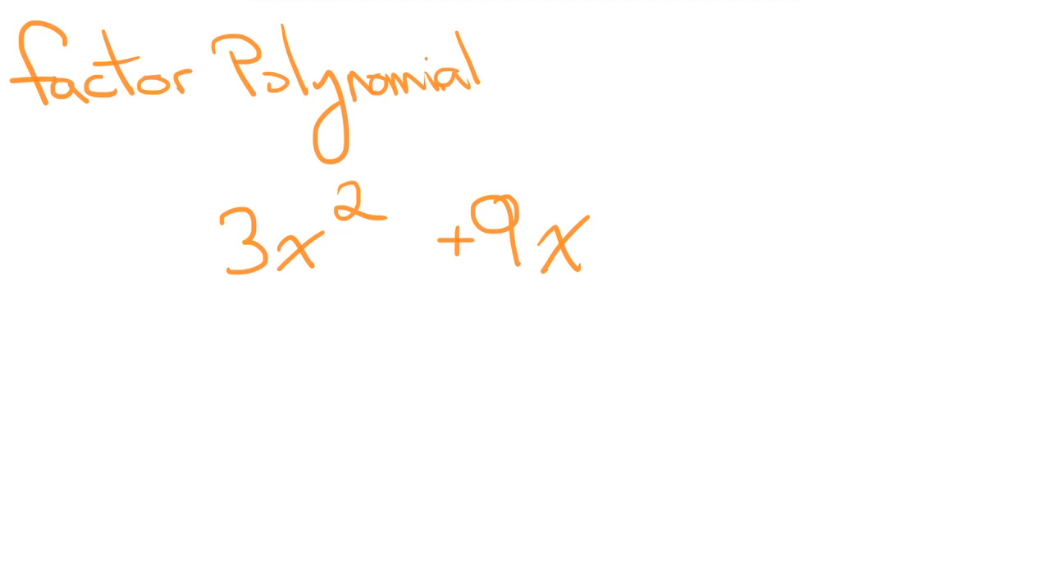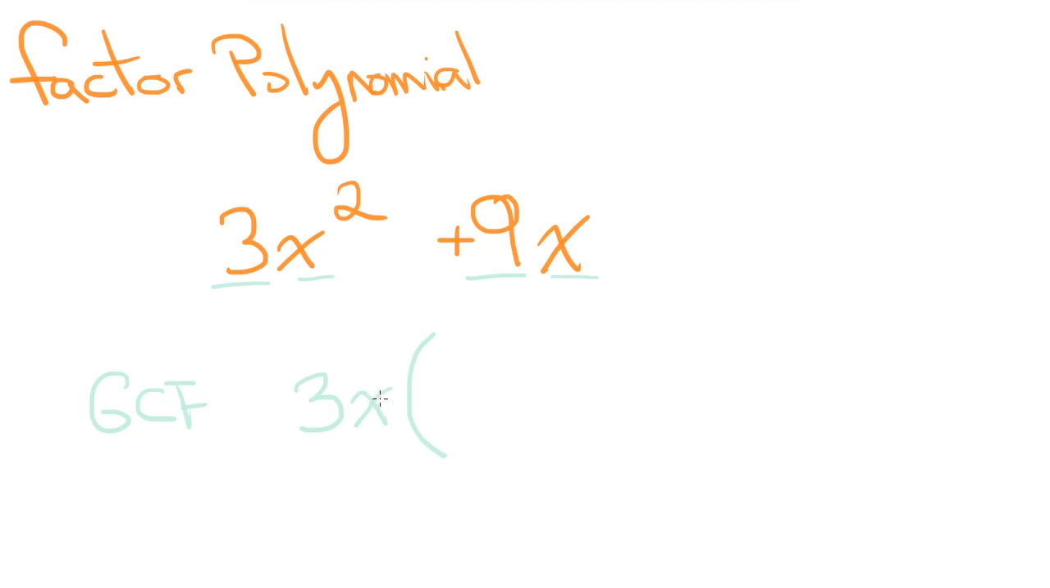To factor, you look at the coefficients first. So first you look at 3 and you look at 9, and you ask, what are the factors of 3 and 9? Well, the biggest factor is 3. And then you look at x squared and x, and the biggest factor would be x. That's the greatest common factor. We call that the GCF.